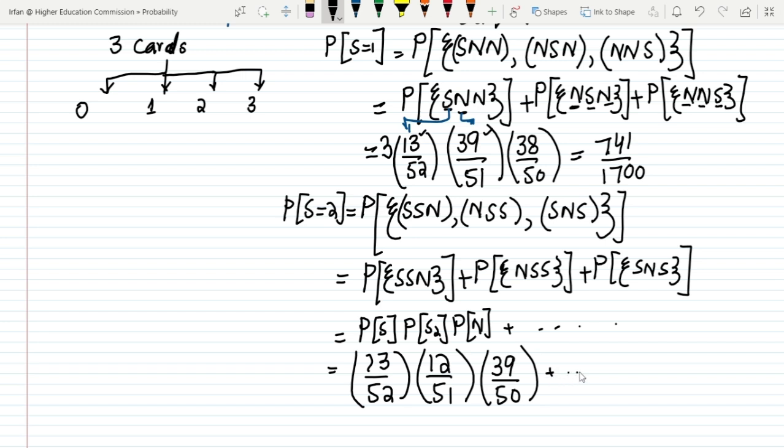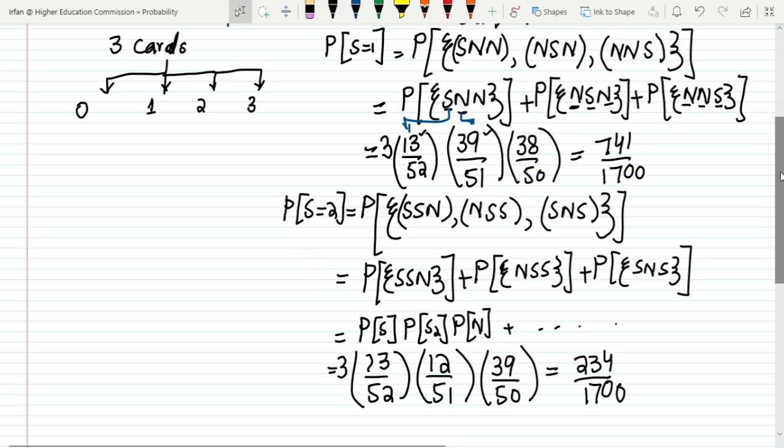And similar will happen for them as well, because you can see that the options here are two spades and one non-spade. So similar is for here, therefore I have to put 3. And you can see for yourself that when you do it for the same items, you will get the same answer. So after multiplying them together, the answer will be 234 divided by 1700. So this is for the probability that S equals 2.